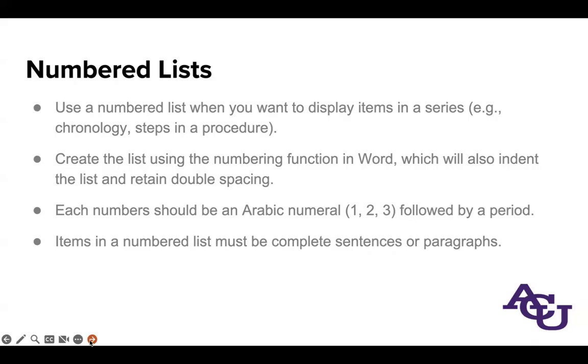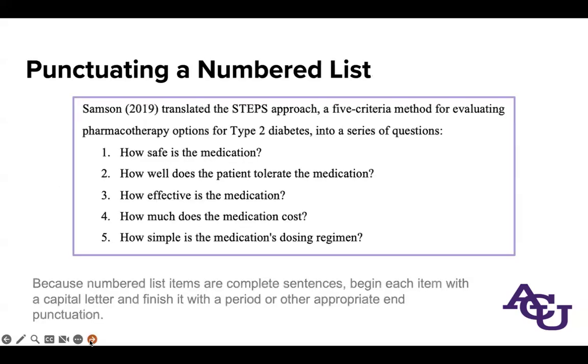And the items in a numbered list must be complete sentences or paragraphs. You cannot follow a number in a numbered list with anything that is not a complete sentence or multiple complete sentences. So here's an example of a numbered list. Sampson (2019) translated the STEPS approach, a 5-criteria method for evaluating pharmacotherapy options for type 2 diabetes, into a series of questions. And then I have each question listed.